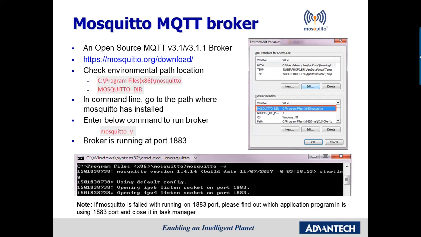After you finish the installation, please check the environment path setting. It should be under this path written here. Later on, by opening a command line to run the mosquitto.exe file, you will see the broker is running successfully at port 1883 as below screenshot.